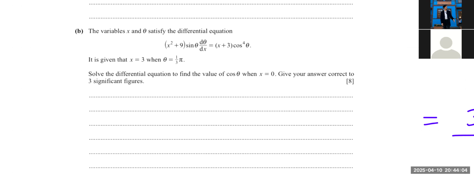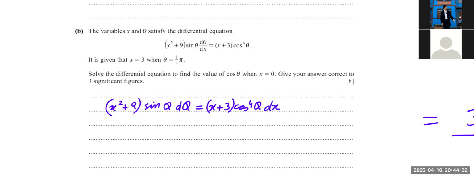Okay. I could, I don't know, maybe make d theta over dx the subject. Sure, but again, remember what I said my first step is? I always like to remove this dx from here first. Right. Okay, so multiply x squared plus 9 sine theta d theta equals x plus 3 cosine 4 theta times dx.